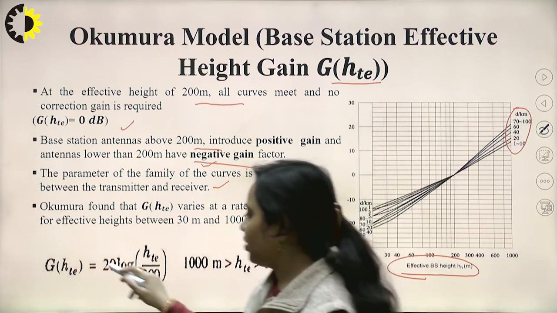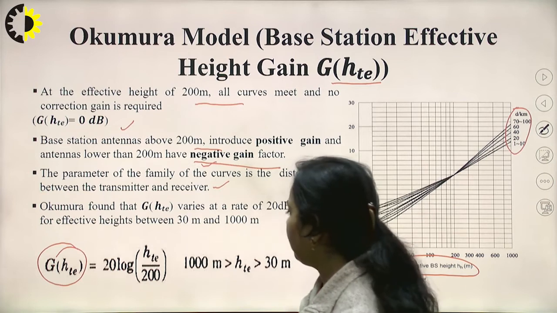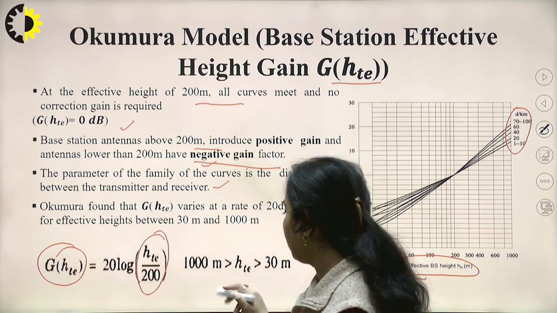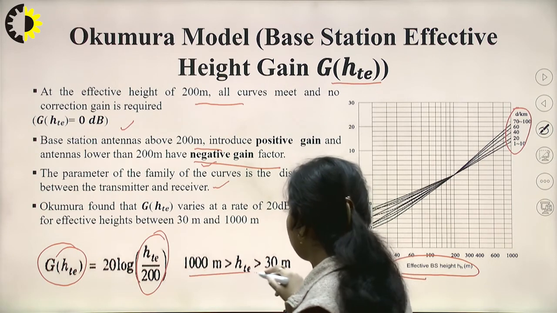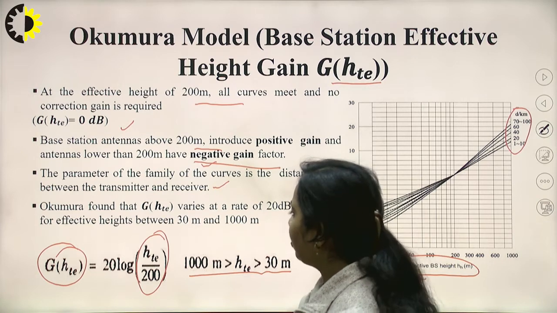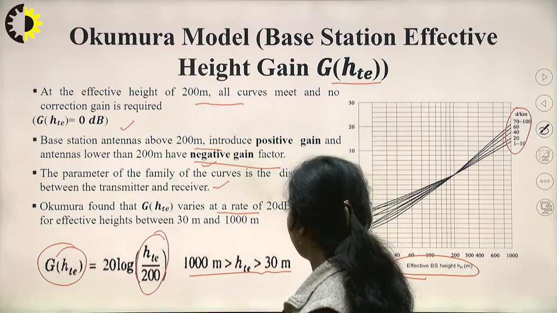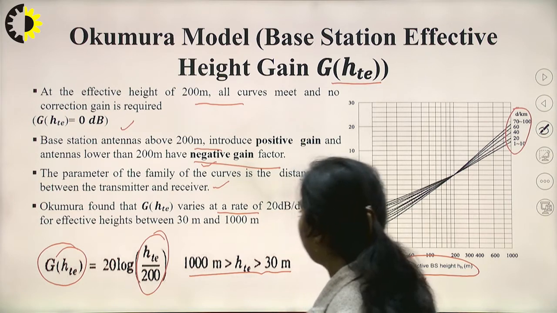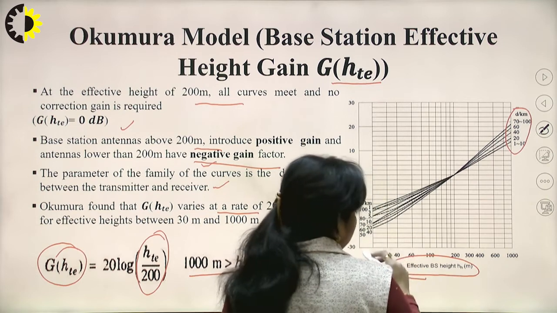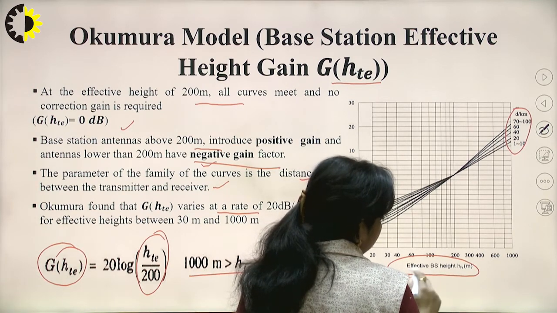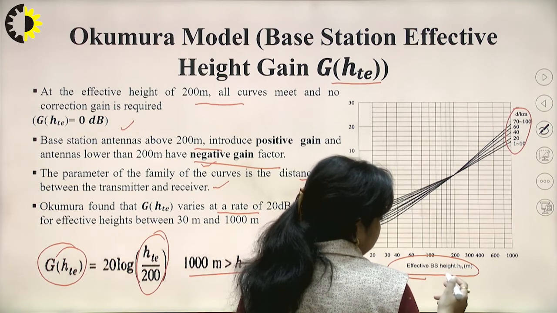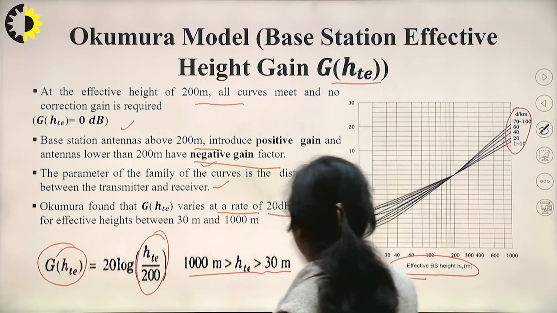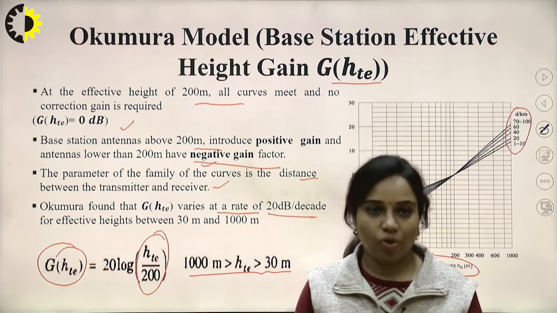So what is GHTE? This is the gain of the transmitter antenna, 20 log of the height of the transmitter antenna divided by 200 meters. HTE is expressed from 1000 meters down to 30 meters. Okumura found that GHTE varies at a rate of 20 dB per decade for the effective height between 30 meters and 1000 meters. You can see these values are defined for different base antenna heights, and are defined in decibels. The 20 dB per decade graph has been drawn.